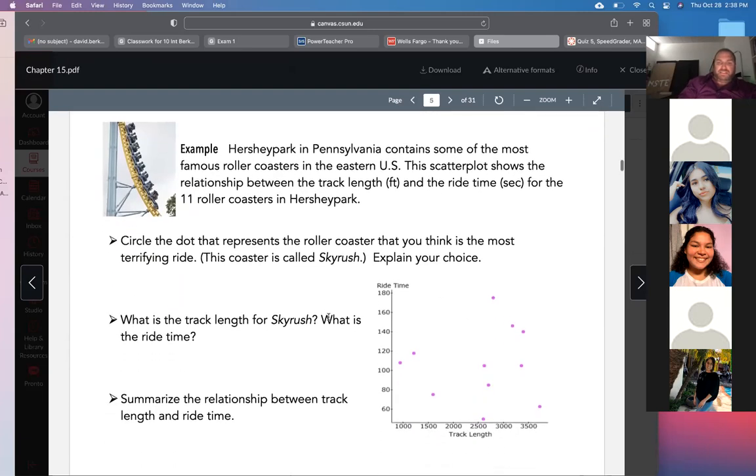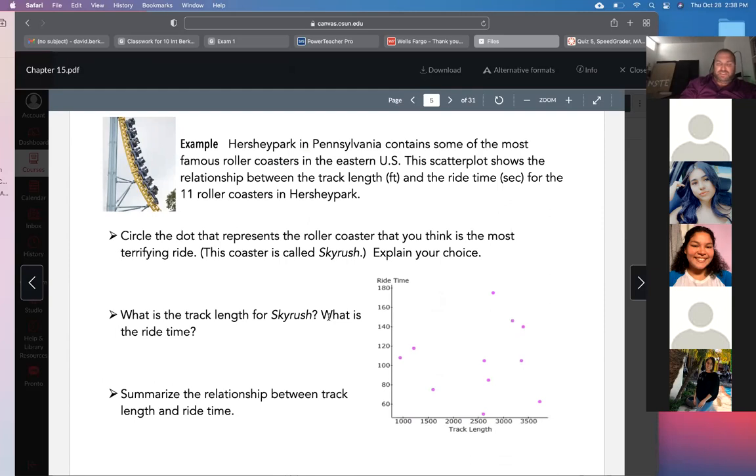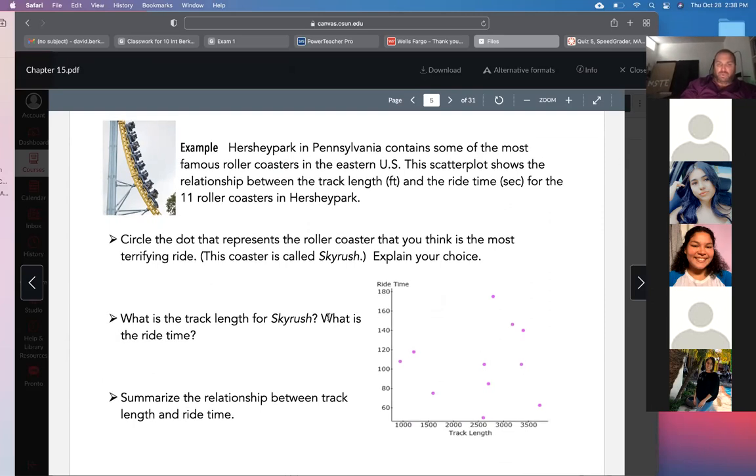Hershey Park in Pennsylvania contains some of the most famous roller coasters in the eastern United States. This scatter plot shows the relationship between the track length and the ride time for 11 roller coasters. As the track length goes up, you would think that the time should also go up. But it doesn't really seem to have that pattern, does it? It says circle the dot that represents the roller coaster that you think is the most terrifying ride. Which dot represents the most terrifying ride here?